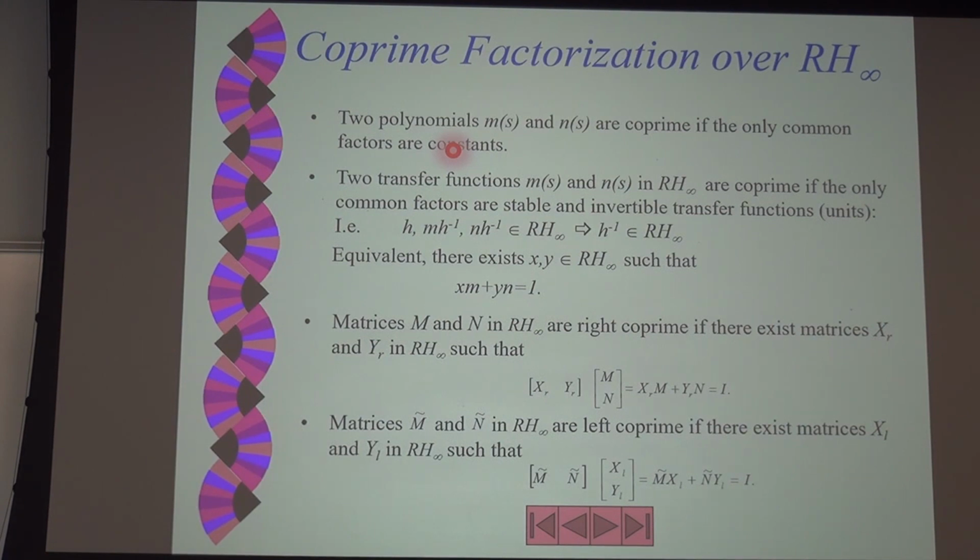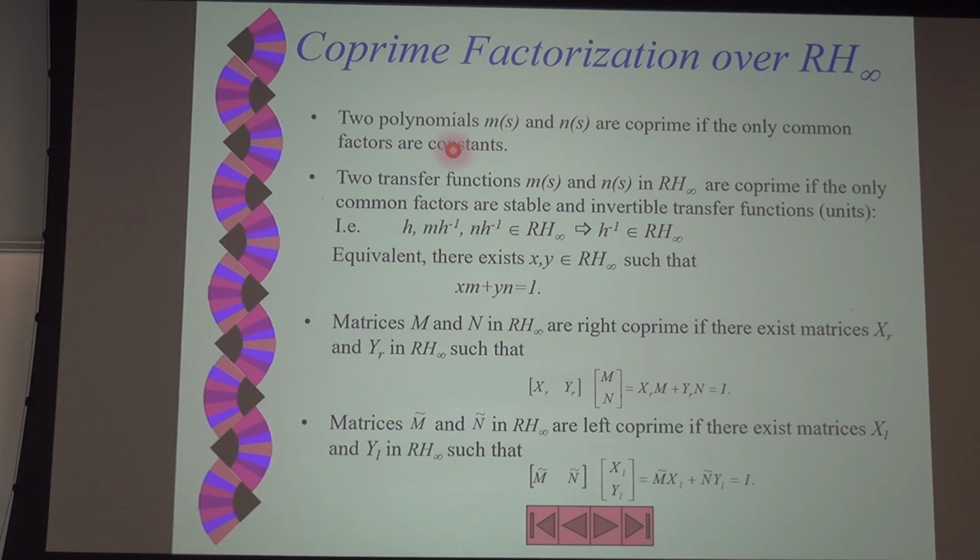So we assume we find an H whose inverse is also in RH infinity. Then the only common factors are stable and invertible transfer functions. So H, M H inverse, and N H inverse are all stable rational functions. That's what they say.